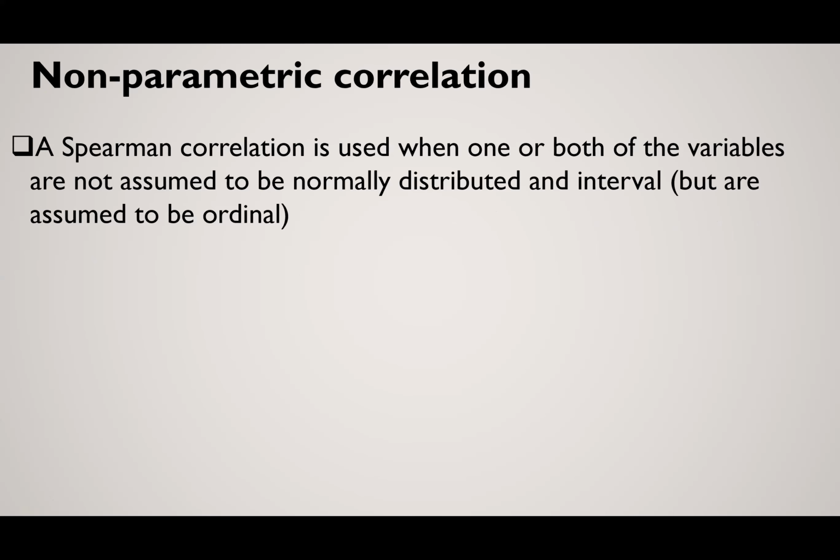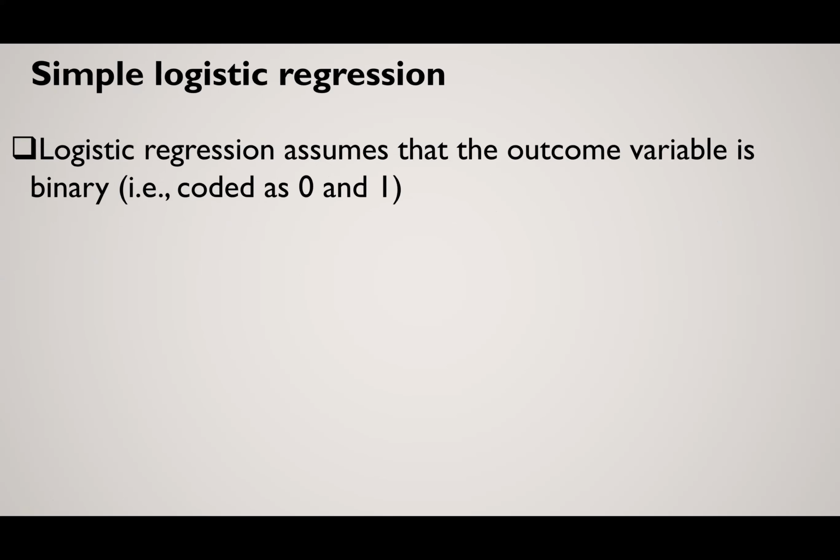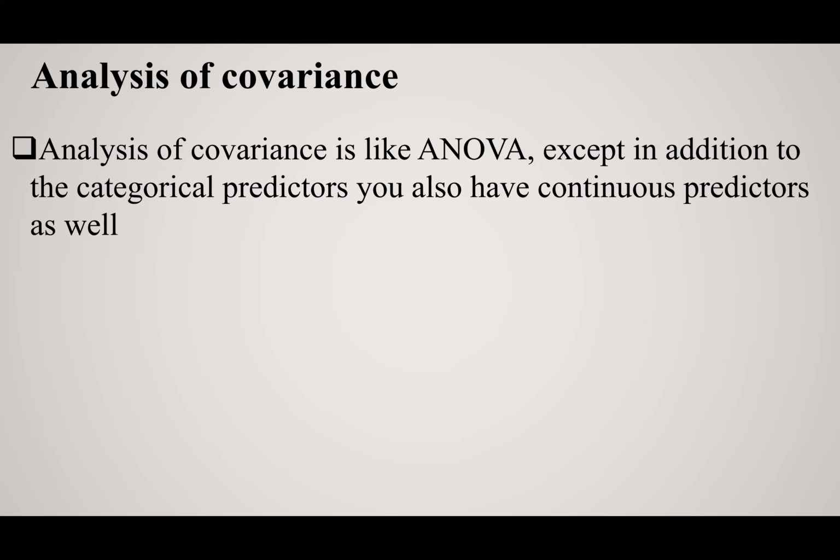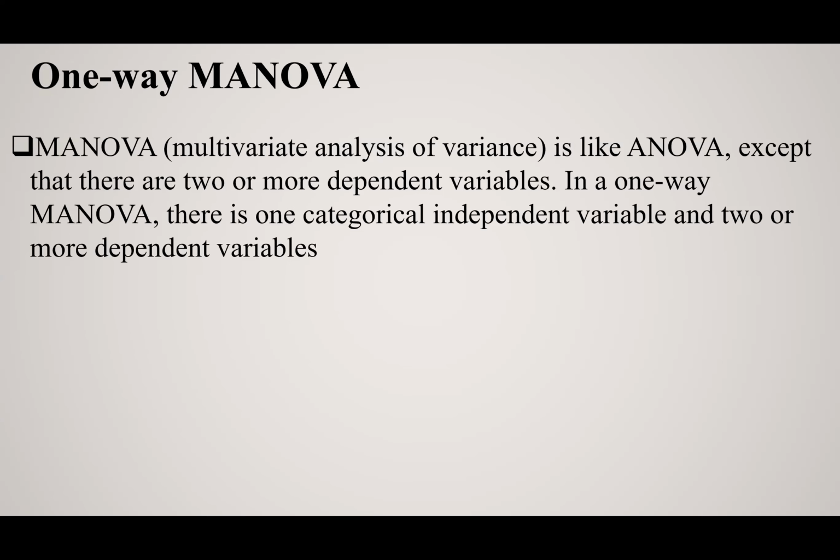Spearman correlation: there is a parametric version when the variables are normally distributed, and it's non-parametric when they are skewed. And so on: simple logistic regression, and there are many. I'm going to skip all of them.